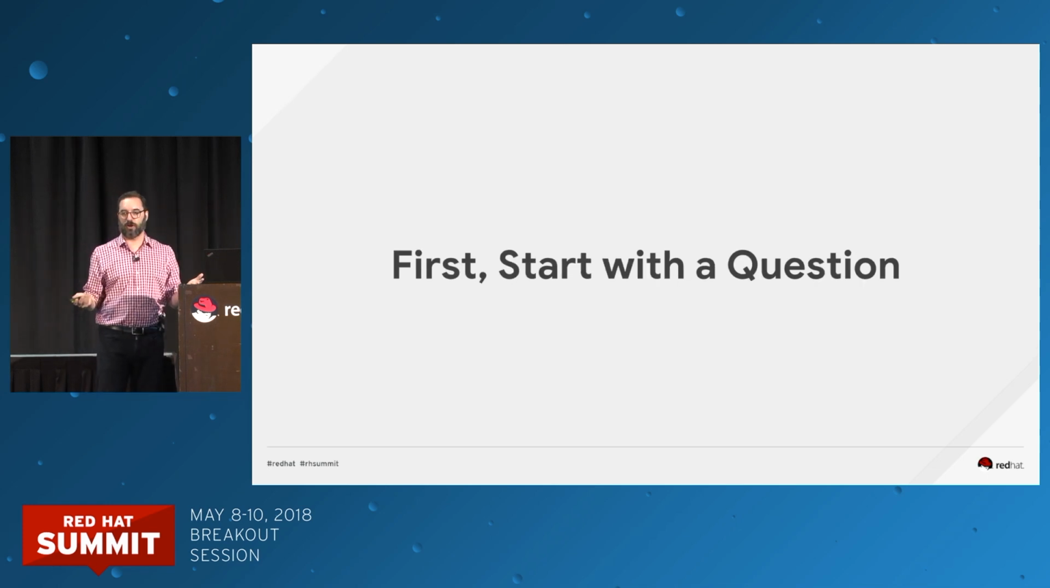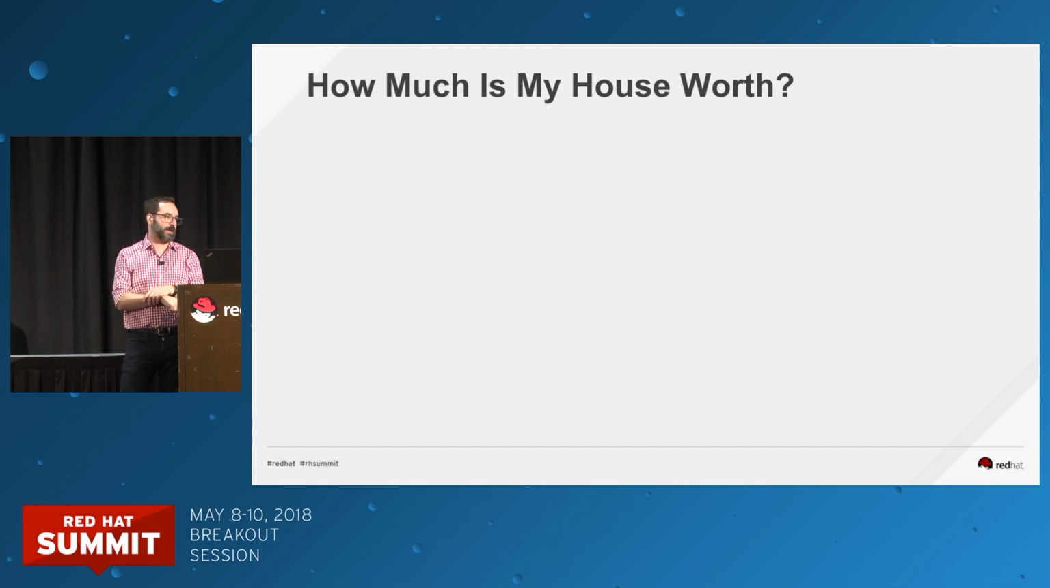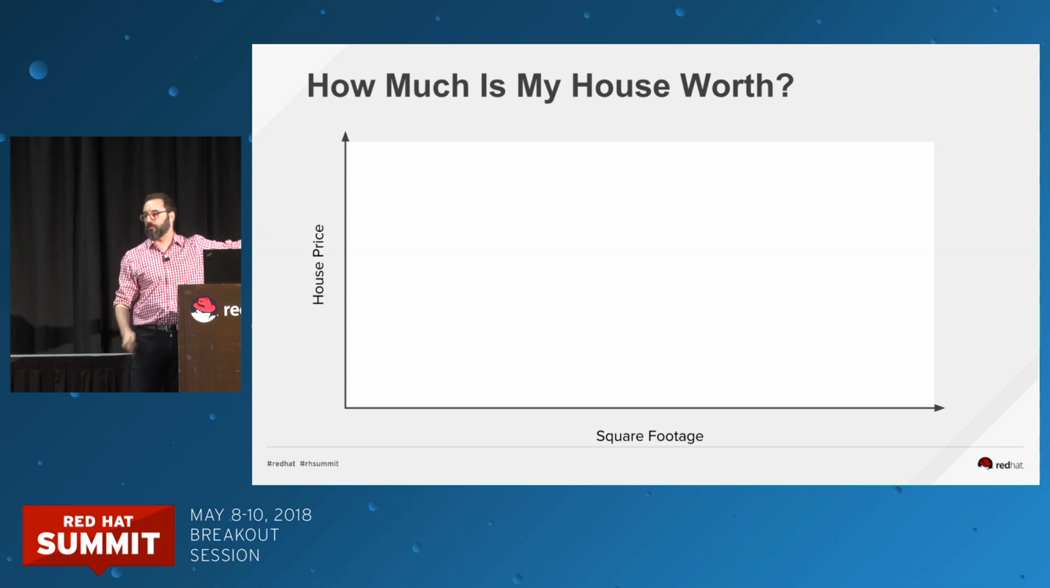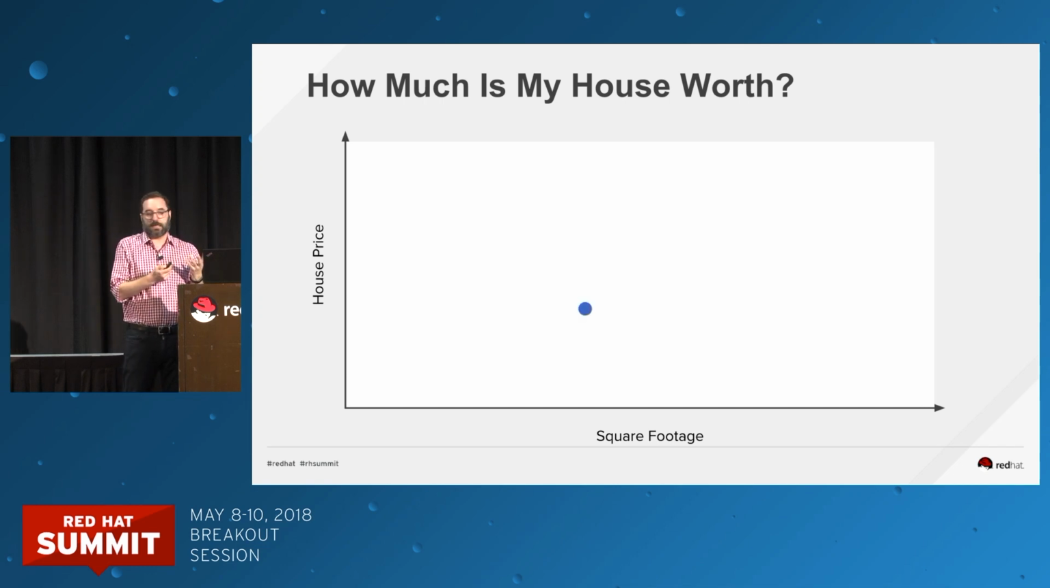First, you start with a question. Not hard. For example, you might say, how much is my house worth? That is a very easy question to ask. From that, then you say, OK, well, what data do I have? I know what answer I want to get. I want to know how much my house is worth. What data do I have? Maybe I'm going to use square footage. It's a pretty good metric. Larger houses generally go for more. And then you start to collect data around it.